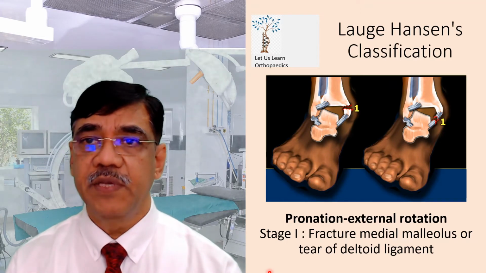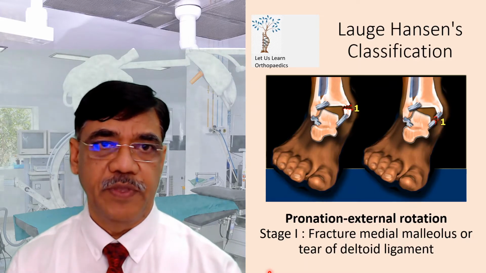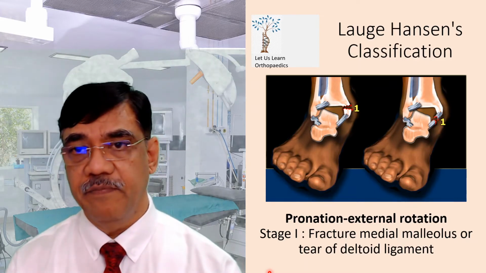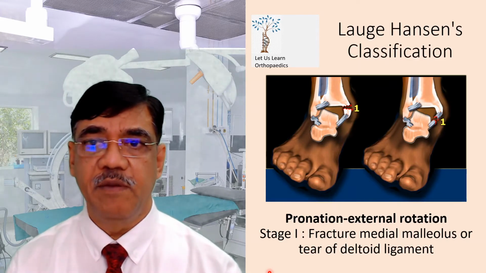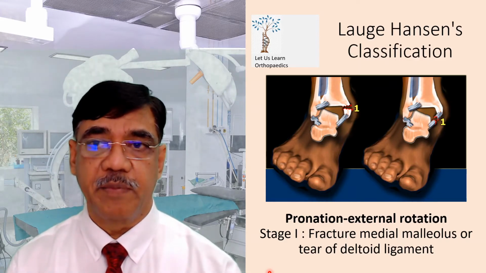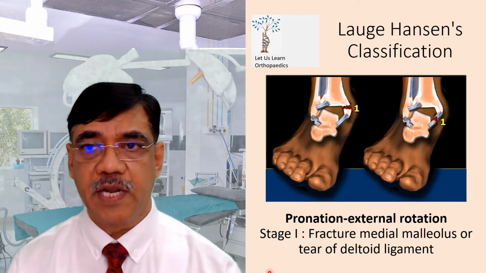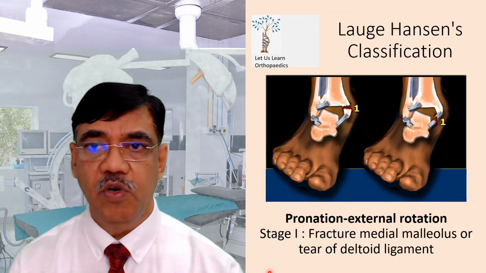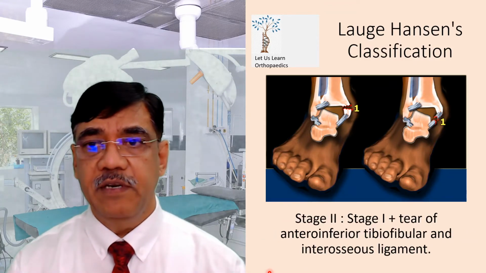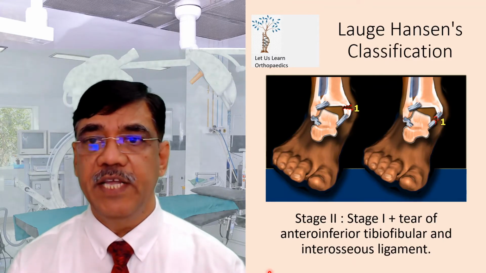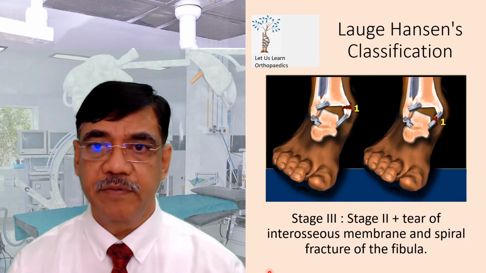Then the fourth type he has described was the pronation and external rotation injury. Again, in this case, stage 1, because of the external rotation, the fracture of the medial malleolus or tear of deltoid ligament occurs. Of course, it is a plucking type of injury, that is a transverse low fracture of the medial malleolus. Stage 2, stage 1 plus tear of antero-inferior tibiofibular ligament and the interosseous ligament.